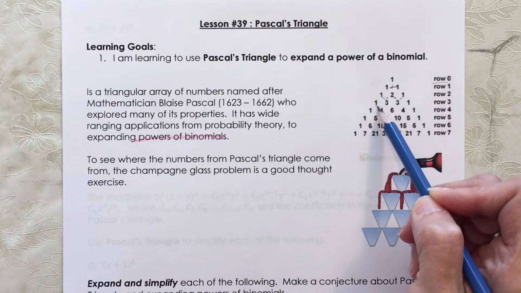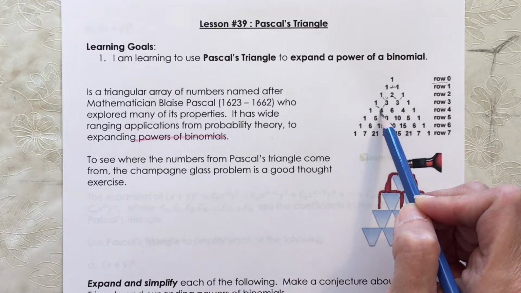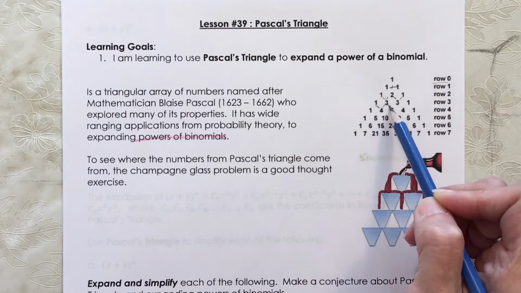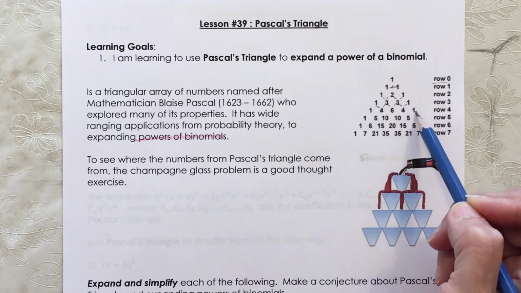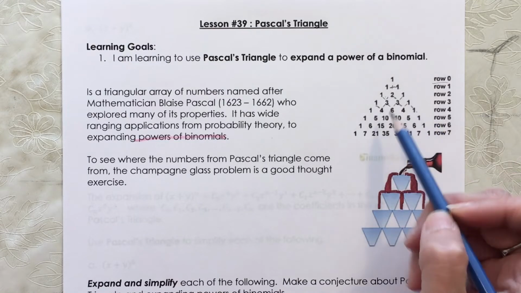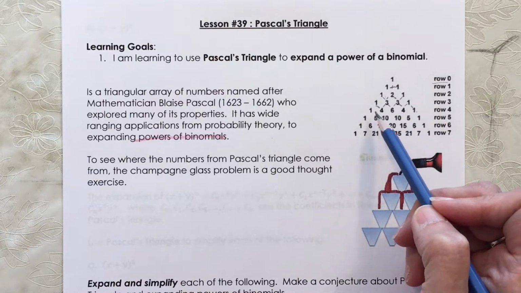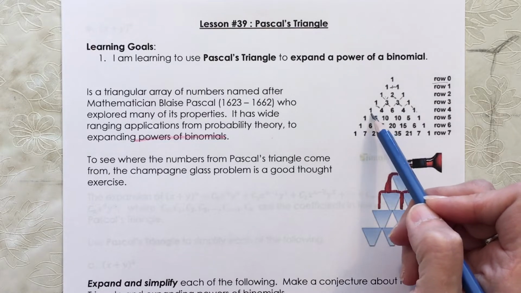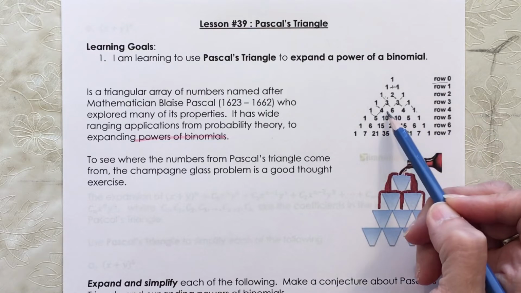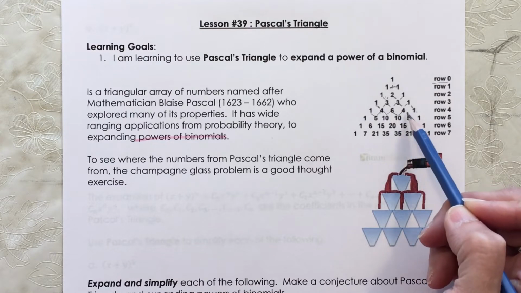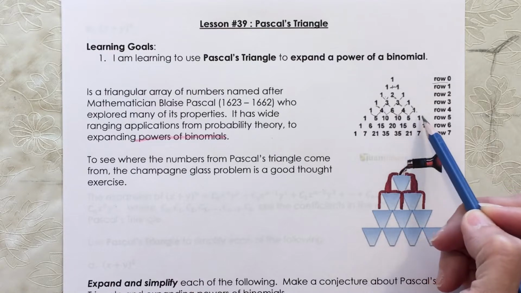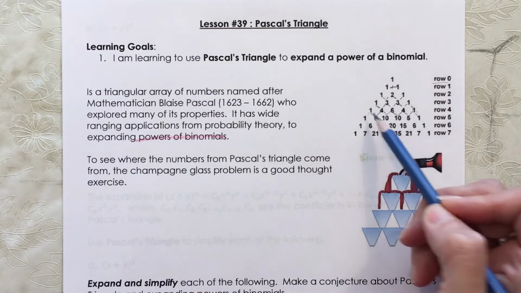Start with a 1. 1 plus 3 gives you the 4. 3 plus 3 gives you the 6. 3 plus 1 gives you the 4, and then you end with a 1. For row 5, it starts with a 1. 1 plus 4 gives you 5. 4 plus 6 gives you the 10. 6 plus 4 gives you the second 10. 4 plus 1 gives you 5 again, and it ends with a 1.